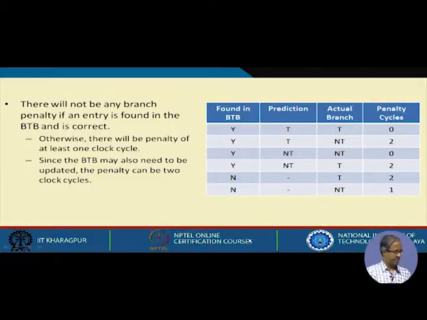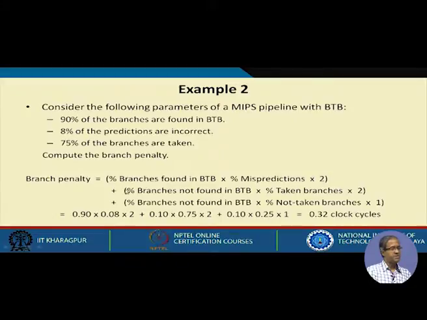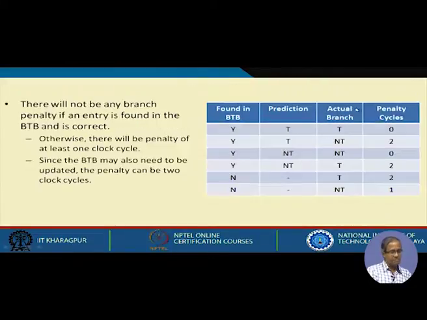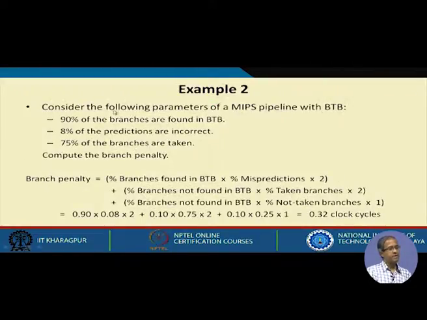Right. Fine. Now, there is a small example where you can work out based on these values. Let us take an example where there is a BTB and 90% of the branches in a program are actually found in the BTB, and out of them 8% of the predictions are incorrect and the remaining 92% are correct, and 75% of the branches are actually taken. So, what will be the branch penalty?